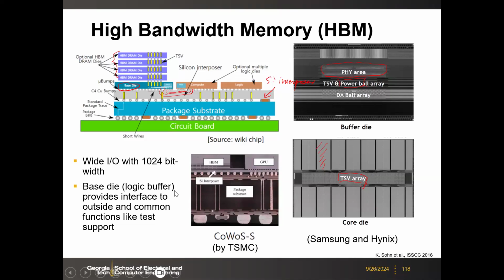And one key feature I need to emphasize: the HBM standard uses a wide I/O. This is different from the DDR interface. The connection between the logic die and the memory is a wide I/O with 1024 bits. Every time it will transfer 1024 bits, as opposed to the 64 bits in the DDR interface. So this is the key feature.